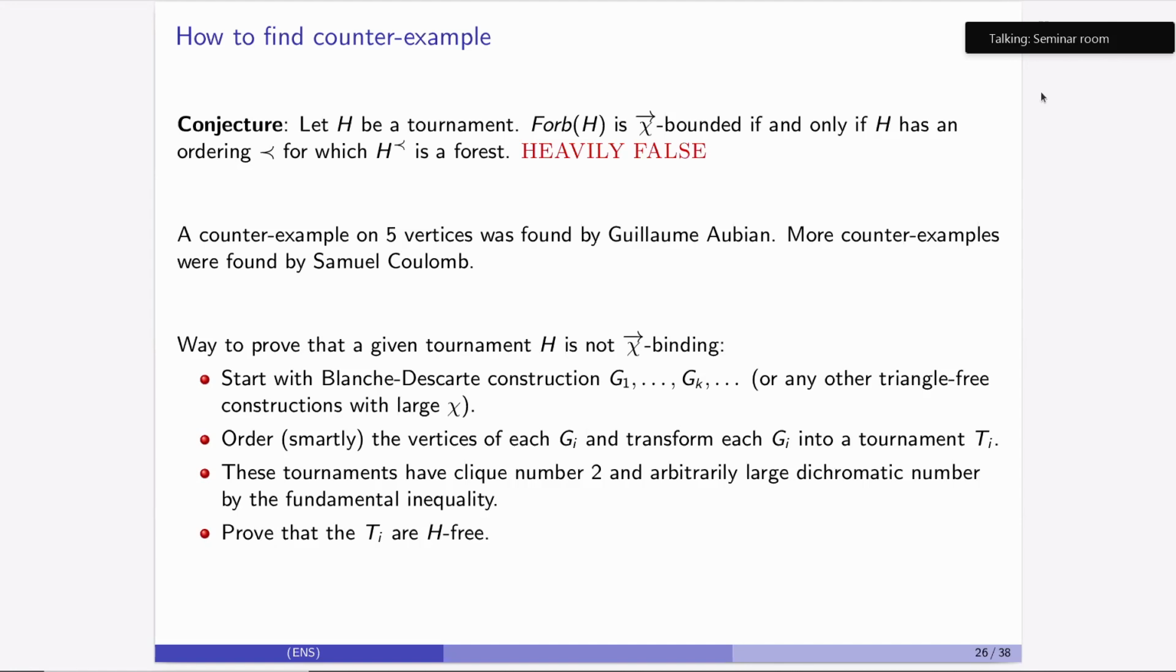The method to find them is familiar to some people here. It's kind of natural. You take a construction of a triangle-free graph with large chromatic number, like Blanche-Descartes, the one that we used. Then you order the vertices. You make a tournament out of it with this technique, and you prove that the target tournament that you are looking at does not appear as a subtournament, and you win. So it's a little game that we can play, and we played it and found a lot of counterexamples.